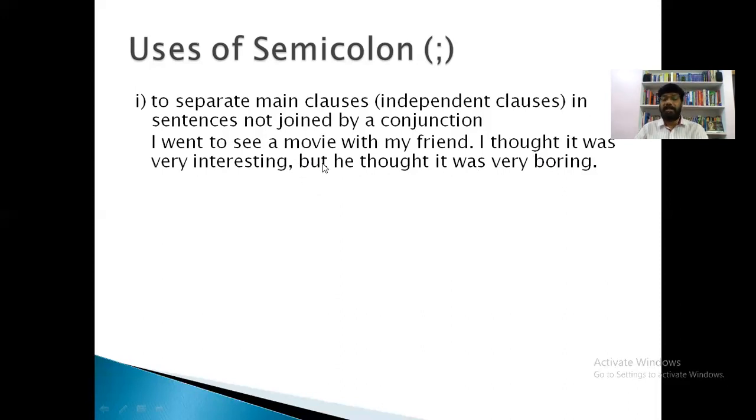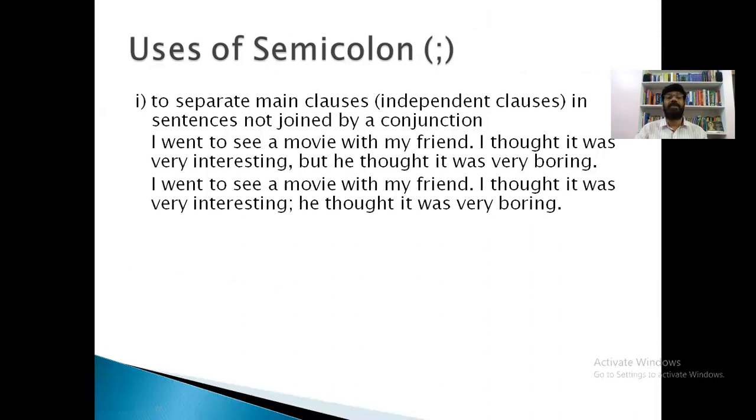But let us see what is the use of a semicolon. See, I went to see a movie with my friend. I thought it was very interesting; he thought it was very boring. See, what is the function of this semicolon here? This semicolon is doing the function of a conjunction, this coordinating conjunction. Instead of using this coordinating conjunction, we can use semicolon.